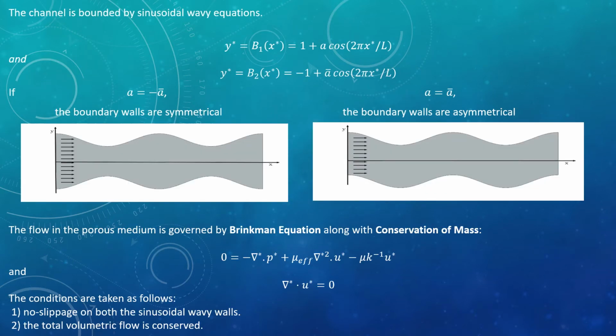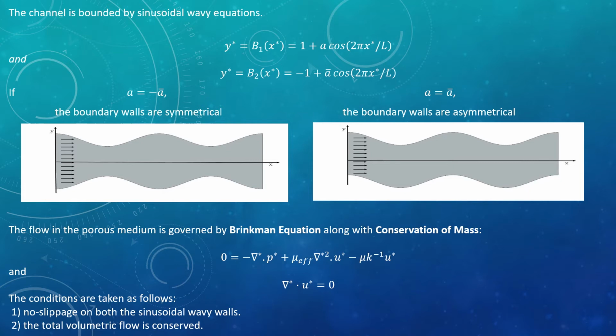Now coming to the geometry of the problem, we have two impermeable boundaries which are located at y equals 1 plus a cos 2 pi x by L and the other wall located at y equals minus 1 plus a bar cos 2 pi x by L, where a and a bar are the amplitudes of the wavy channel and L being the wavelength. If a is equal to minus a bar, it represents a symmetrical boundary channel, and a equals a bar represents an asymmetrical boundary channel, as shown in the figures below.